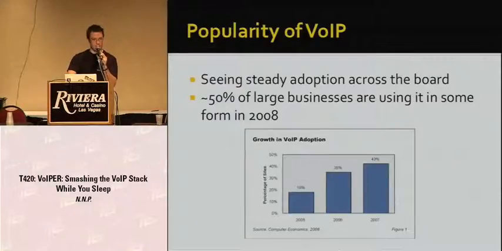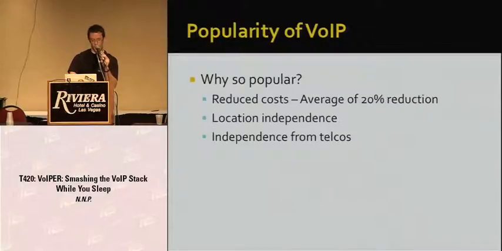Okay, so voice over IP is getting more and more popular, apparently, according to Computer Economics, if they're to be believed. About 50% of large businesses are using it in some form in 2008. So it's becoming a much more popular target. So why is it so popular? Pretty obvious. Apparently, you can get a 20% reduction in costs after you've paid for all the devices and so on. You get location independence, and you get a bit of independence from the telcos as well.